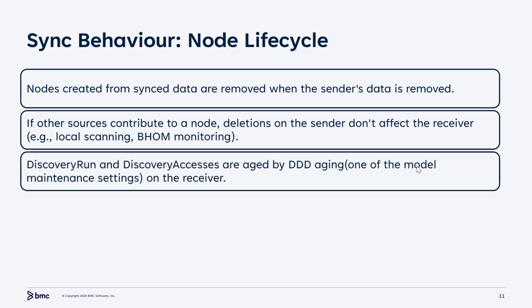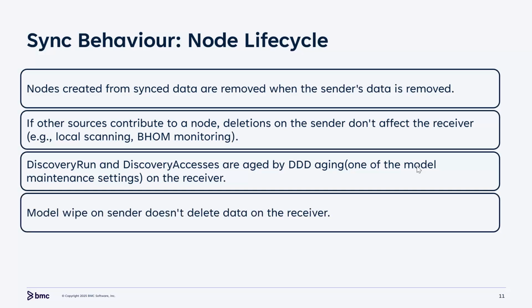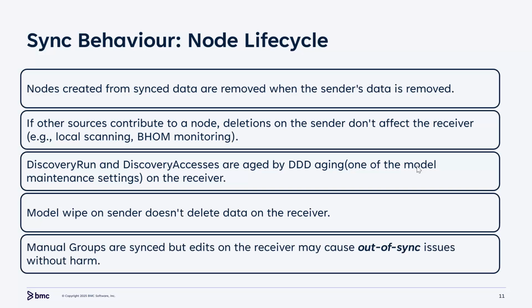The discovery runs and discovery accesses which are synced as part of your inferred sync to the receiver are aged out on the receiver based on the DDD setting that you have configured from your model maintenance page. If for some reason you choose to do a model wipe on the sender, then that will not impact the data on the receiver. If you have created manual groups on the sender, then those groups are also synced to the receiver and you can choose to edit them on the receiver without any impact.